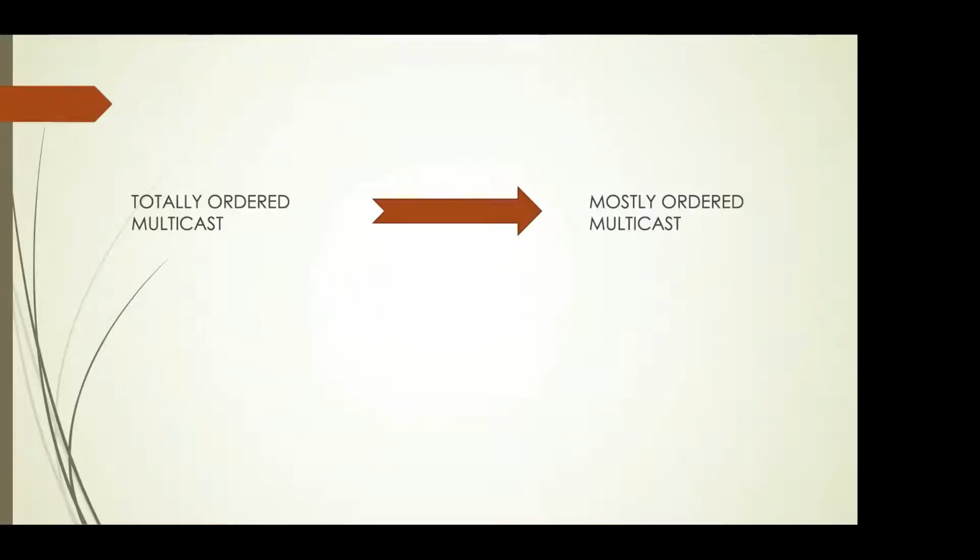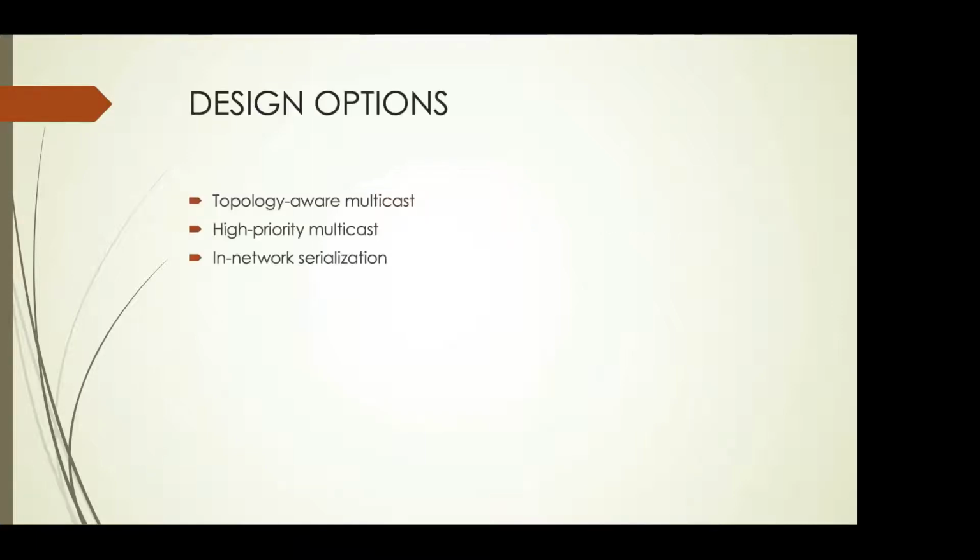The first part of the paper is mostly about the infrastructure of the data center that can be used to order the operations. It describes three design options for that. The first one is topology aware multicast, which ensures all multicast messages traverse the same number of links.